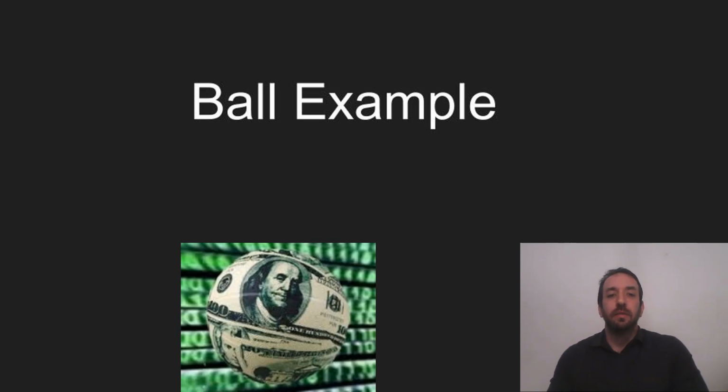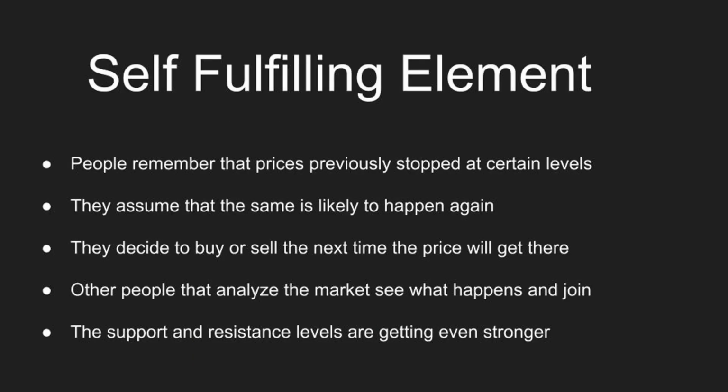Strong support and resistance levels are powerful, and the element that makes them so effective is an important principle we use a lot in technical analysis, and this is the self-fulfilling prophecy. People remember that previously prices stopped on certain levels, so they assume the same is likely to happen again. They decide to buy and sell at the same levels, then other people that analyze the market see that there were many buyers or sellers at a specific level, so they prefer to join them and therefore strengthen those levels even more.